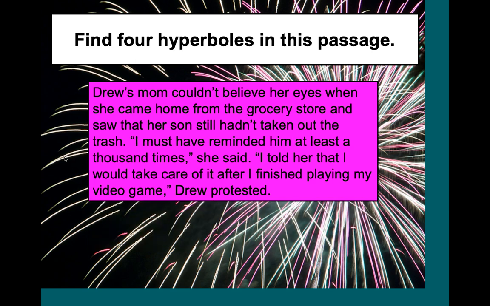So let's look here at this slide. And this slide it says find 4 hyperboles in this passage, but I'm going to tell you this, there's only one. Okay. So we're going to read this, and I want you to be thinking about what is the one hyperbole that is in this passage.